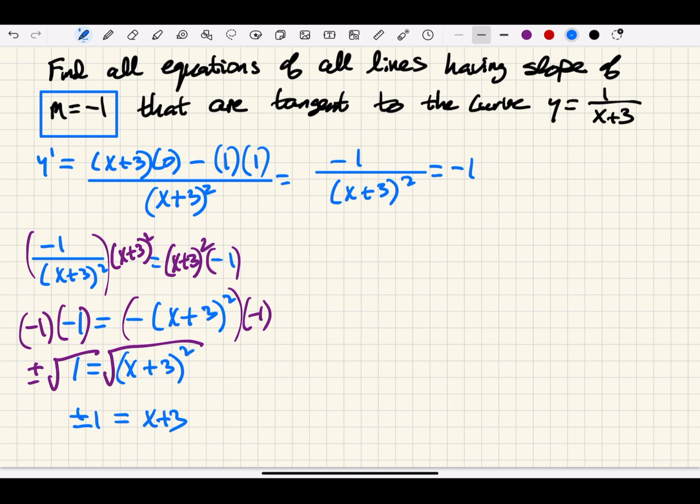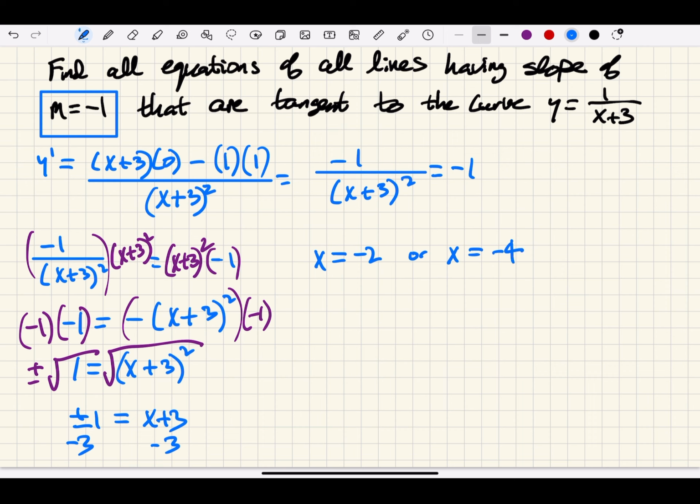This would yield two answers. If we subtract 3 from both sides, we would find that x would be equal to -2, or x would be equal to -4.